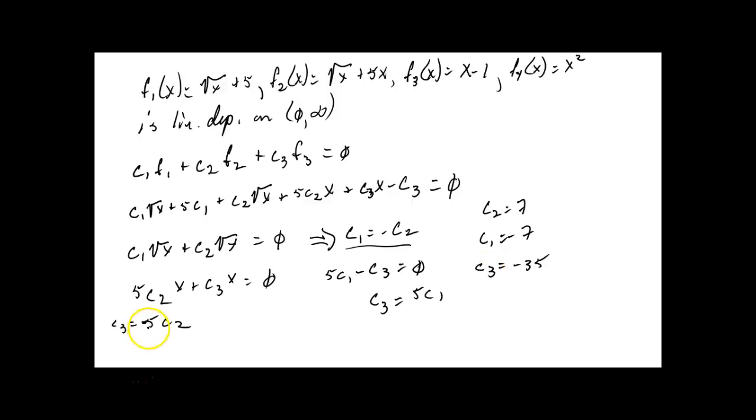And we already have said that -5 times C2 would be -35. So that set of three right there is going to make this work. Now, that's not the only one. You could have chosen 1, -1, and -5. That would have worked.